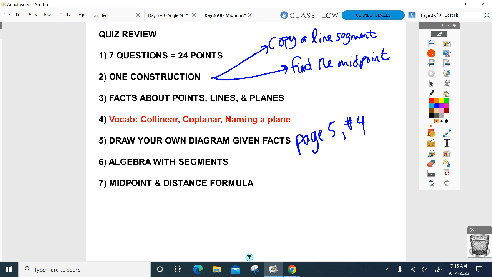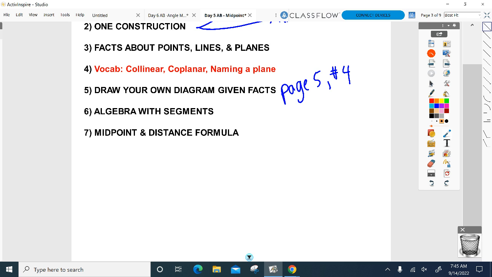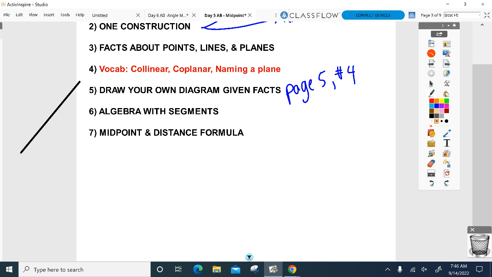Algebra with segments. What do I mean by that? I think we did quite a few of these in class and on homework. Real quick, I have a line segment with a point in the middle that's not the midpoint. This is 2x plus, I'm totally making this up, 3x minus 6, and the whole thing is 5x plus 4. Find the value of x, plug it back in, find the value of each segment. So something like that.